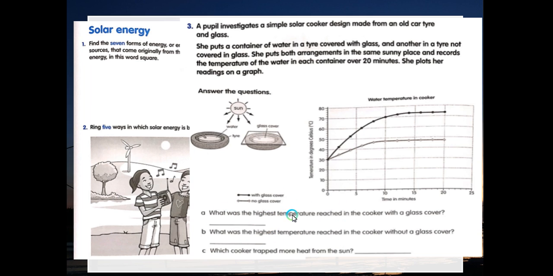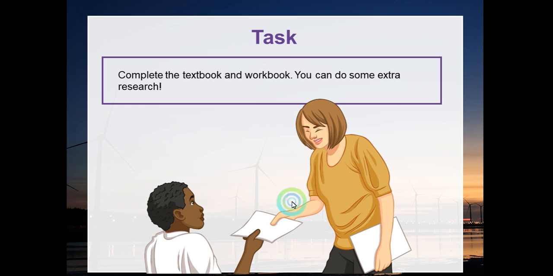So what was the highest temperature reached in the cooker with a glass cover? Now, this is the cooker with a glass cover, and this is the one without glass. Now, which cooker trapped more heat from the sun? Is it the one with the glass cover or without? All you need to do is check out. Now, complete the textbook and workbook.